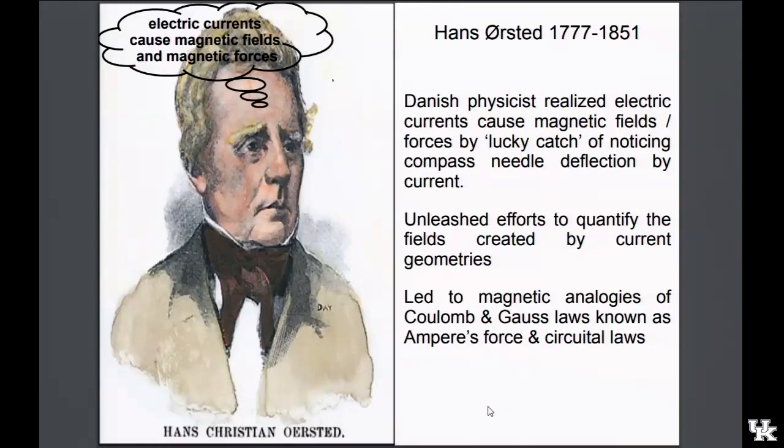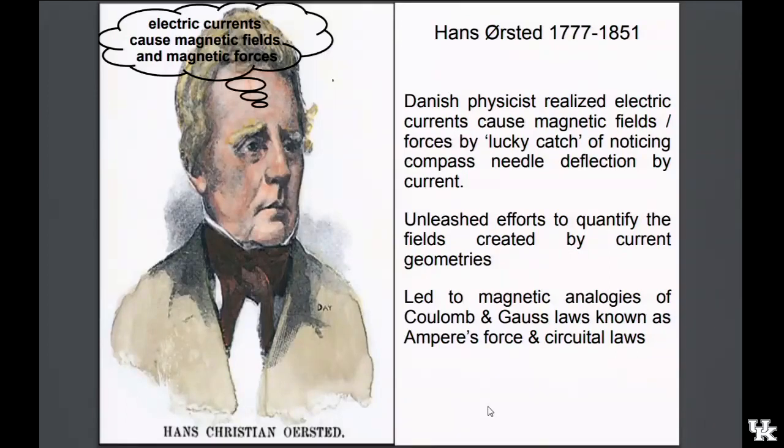He found that currents generate magnetic fields by observing that when he switched on an electrical current, compass needles in the neighborhood of the current, nearby the current, were deflected, were moved. And so he realized the importance of what he was seeing, recognizing for the first time that those electrical currents were producing magnetic fields. So that was a big moment. It unleashed a lot of work on quantifying the magnetic fields that are made by electrical currents.